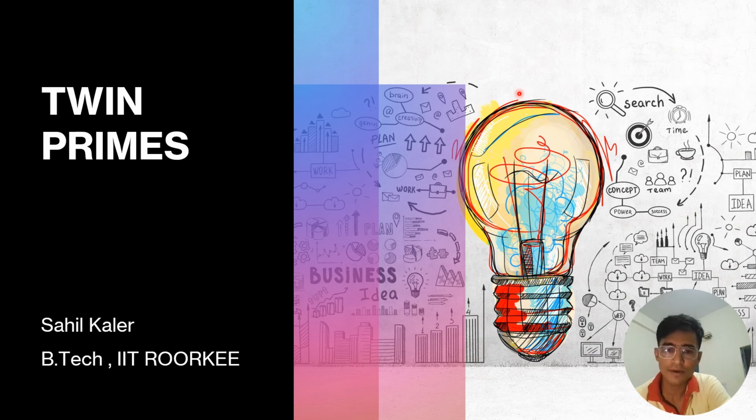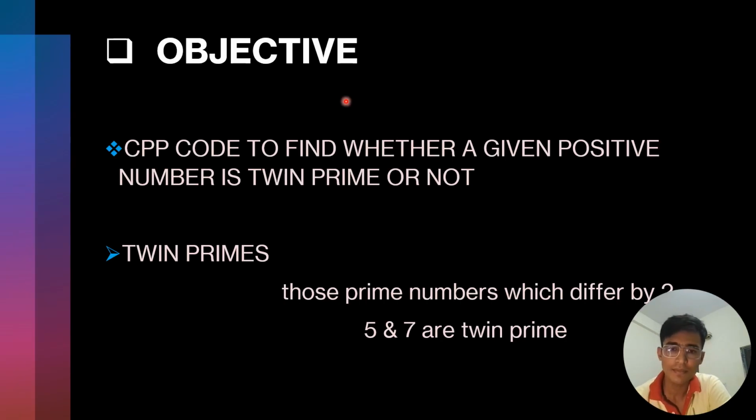So today we will be writing a CPP code to find whether a given positive number is twin prime or not. Our objective is to find out whether a given positive number is twin prime or not. So first of all, we need to understand what twin primes are.